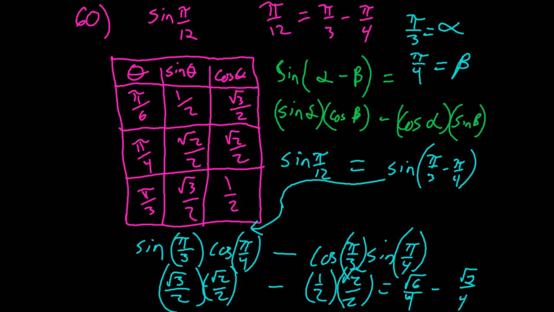So let me change colors a second so it doesn't get confusing. So this equals the square root of 6 minus the square root of 2 all over 4, which is the answer. So, well, actually that's the last problem we have for this ACT test.